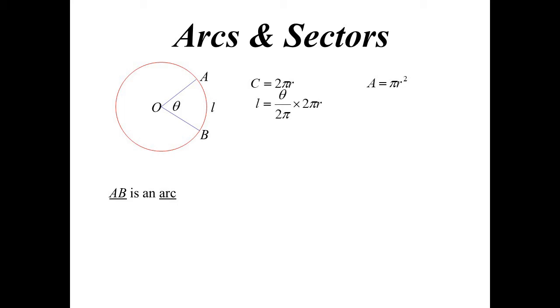So it comes up with a very nice formula, because the 2 pi cancels with the 2 pi, and we just get a simple little formula: length is equal to the radius times the angle. But of course, remember, that angle has to be in radians in order for that formula to work. A similar thing happens with the area.